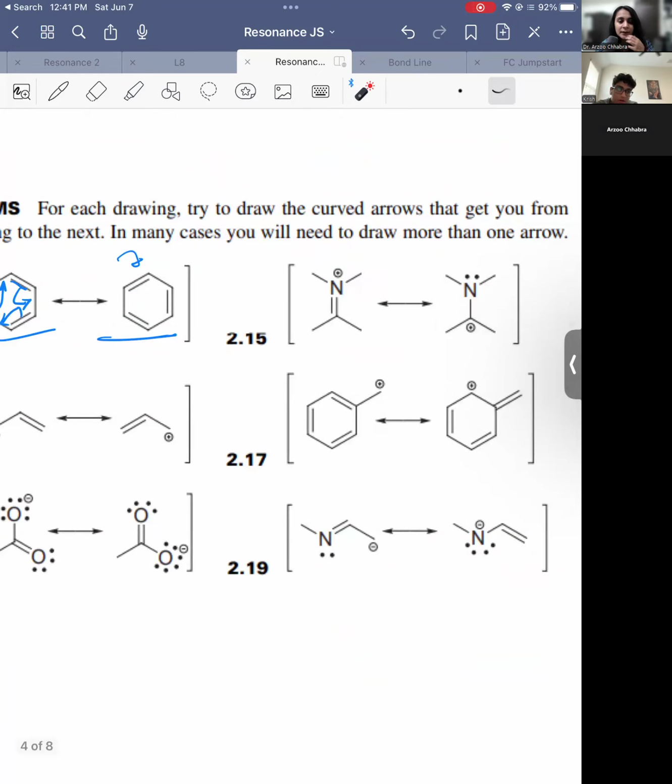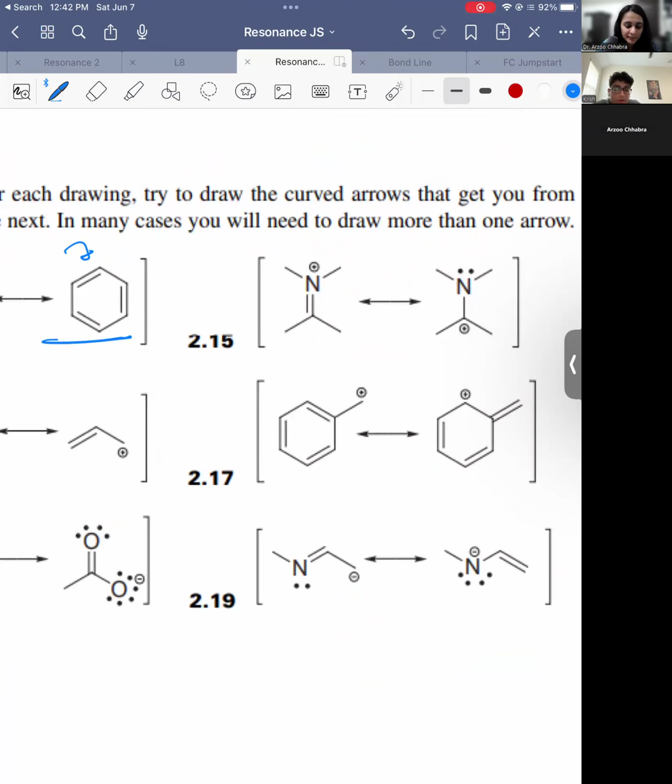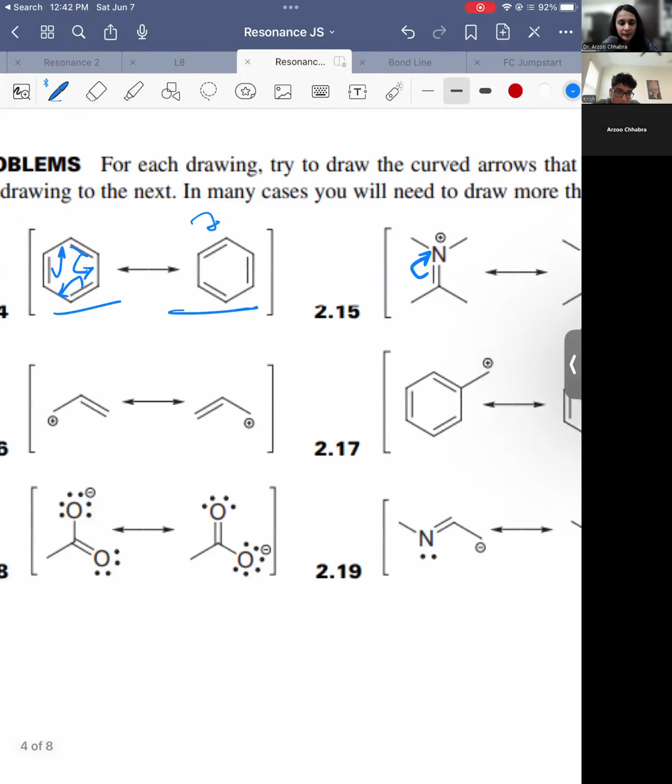Okay, 2.15. How would the arrow look? So we want to go from this structure to this structure. How will the bonding environment look? The double bond is going up to the positive charge. Yeah, there you go, exactly. Just one movement of electrons.